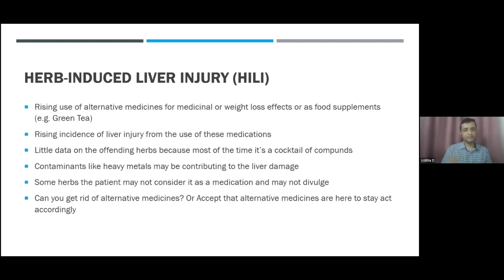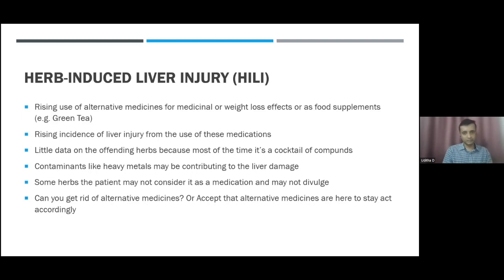And of course, it's very difficult sometimes to get the history because the patient may not consider it a medication and may not divulge it. For example, I recently saw a patient who had cholestatic hepatitis, for which we could not find a cause despite extensive investigation. Later, on further questioning, she said that she was using a weight loss green tea for about 3 months prior to this presentation. But of course, it's very difficult to establish causality and implicate green tea; we can only postulate that it's the cause.